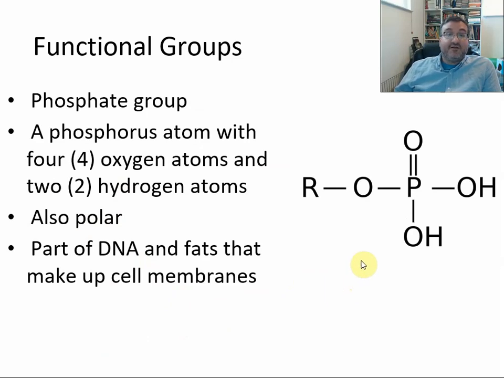Finally, we have the phosphate group. This is a phosphorus atom bonded with 4 oxygens and 2 hydrogens there as well. All of these electronegative oxygens make it very polar. Phosphate groups are part of DNA and the fats that make up cell membranes.